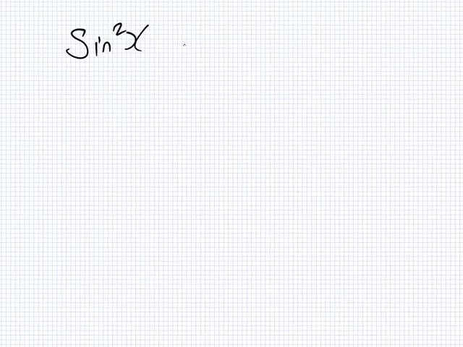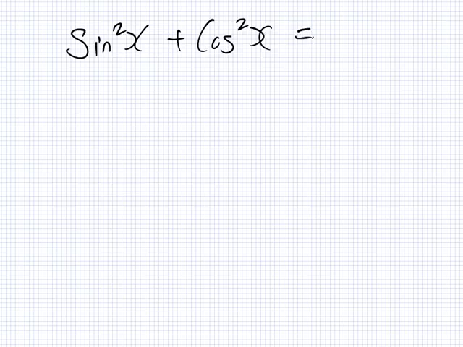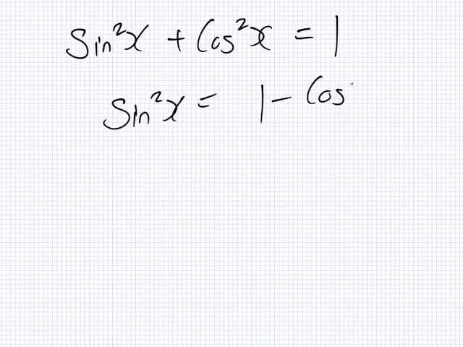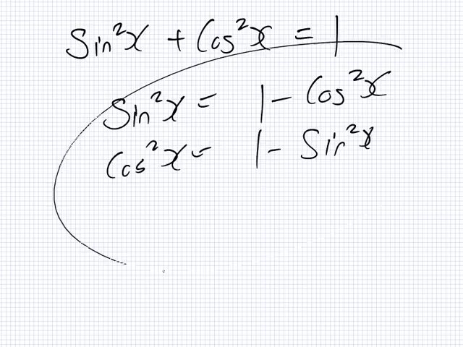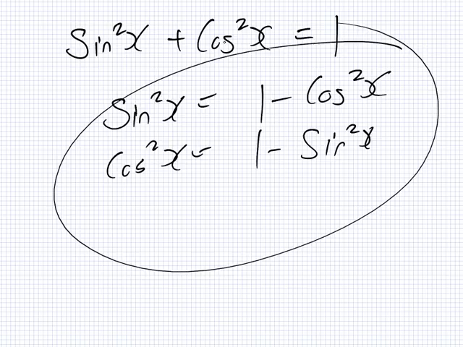Sine squared x plus cos squared x equals 1. You knew this one already. So this is very useful for when you need to convert. For example, sine squared x is equal to 1 minus cos squared x, and cos squared x equals 1 minus sine squared x. So if you need to change a sine squared into a cos squared, or a cos squared into a sine squared, you can use this formula to do it.